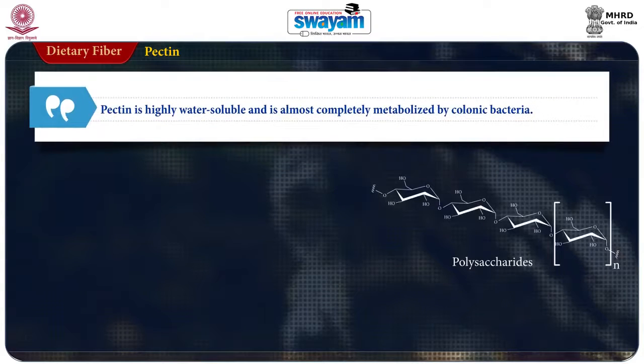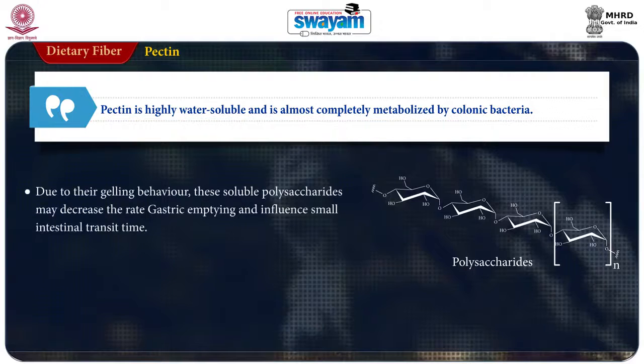Pectin is highly water soluble and is almost completely metabolized by colonic bacteria. Due to their gelling behavior, the soluble polysaccharides may decrease the rate of gastric emptying and influence small intestine transit time. This explains their hypoglycemic properties.